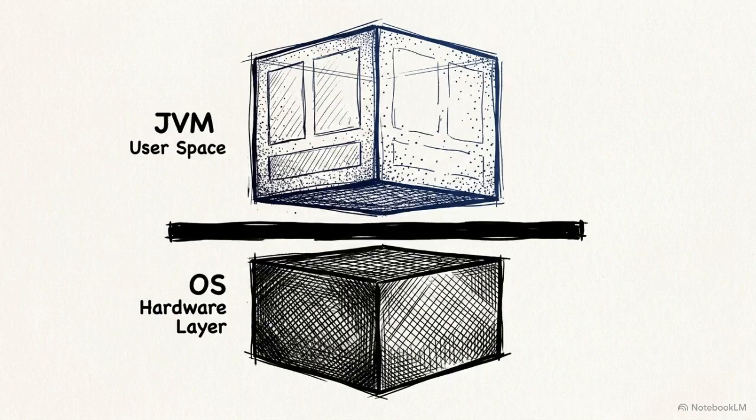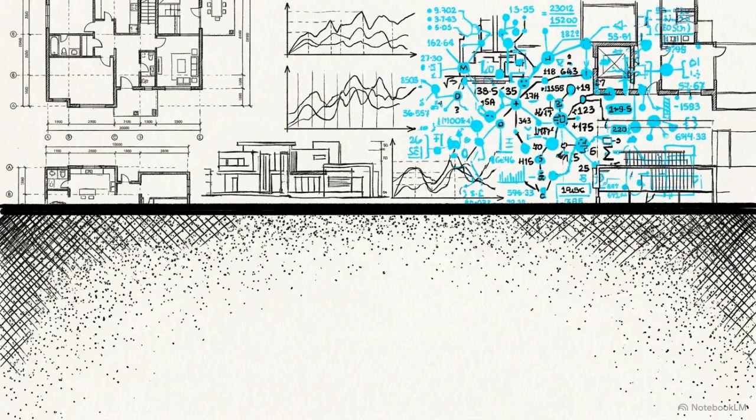By handling the mapping in user space, the JVM completely insulates your application code from the native limits of the operating system memory and CPU swapping.